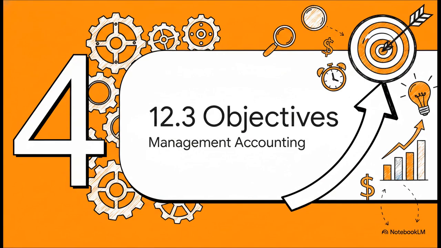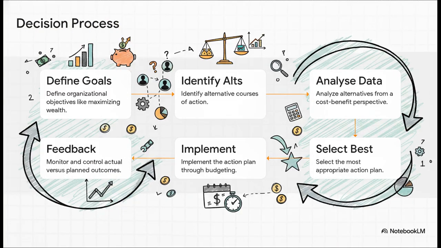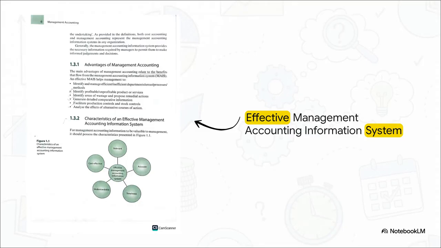Next up, Section 12.3, Objectives of Management Accounting. So how do managers actually use this flexible tool? Well, it all feeds a continuous decision-making loop. You start by defining an organizational goal, like maximizing wealth, and identifying alternative ways to actually get there. Management accounting steps in to analyze those options through a strict cost-benefit lens, allowing you to select the best path. You implement the plan via budgets, and crucially, you use continuous feedback to compare actual outcomes against your targets, correcting course in real time.